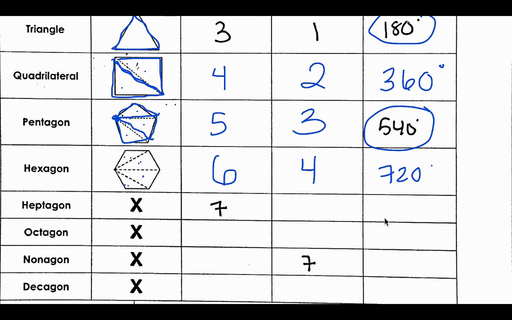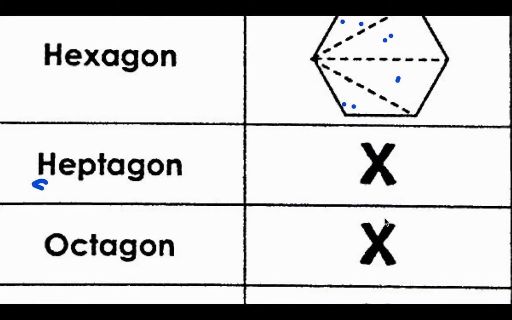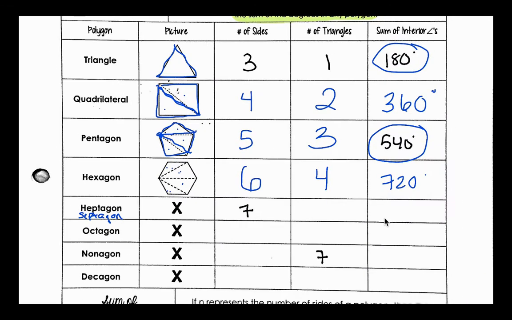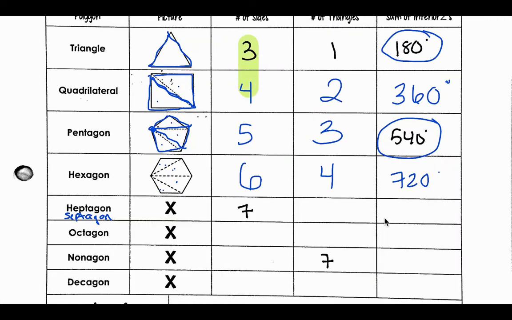Because I'm not going to draw a heptagon. I want to figure out how many sides a heptagon has. This is also sometimes called a septagon. I do want you to know both of those names for a 7-sided polygon. Notice what's happening when I go down this column: I'm just adding 1 each time for the number of sides. Hepta is a prefix that stands for 7, so there's going to be 7 sides.